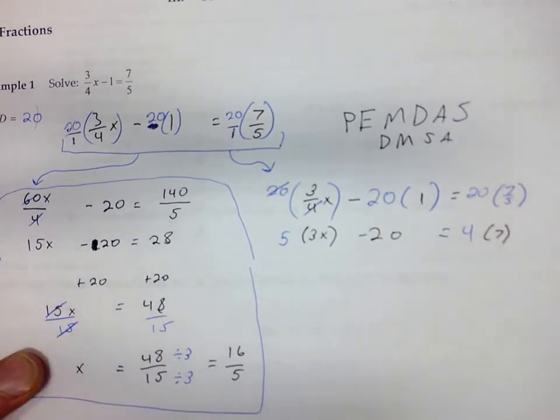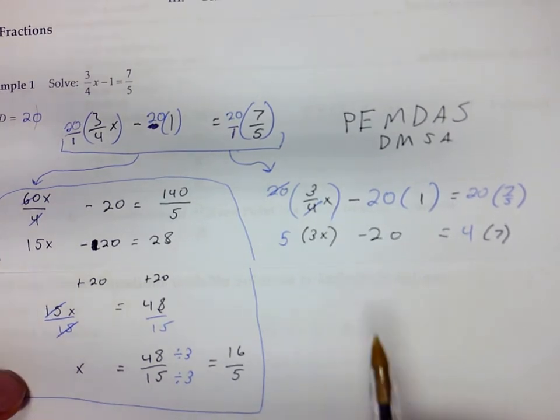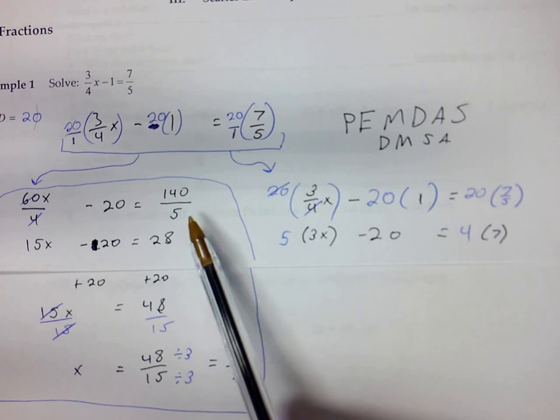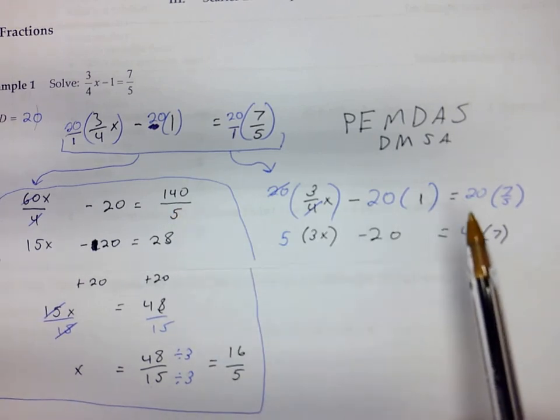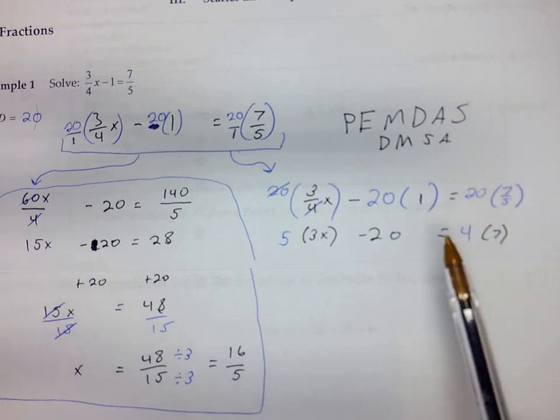So now I don't need a calculator. I can do this all using my times tables. Before, remember, I had to do something like 140 divided by 5. I can't do that in my head. I had to pull up my calculator. But I can do 20 divided by 5 to get 4. I can do that in my head.